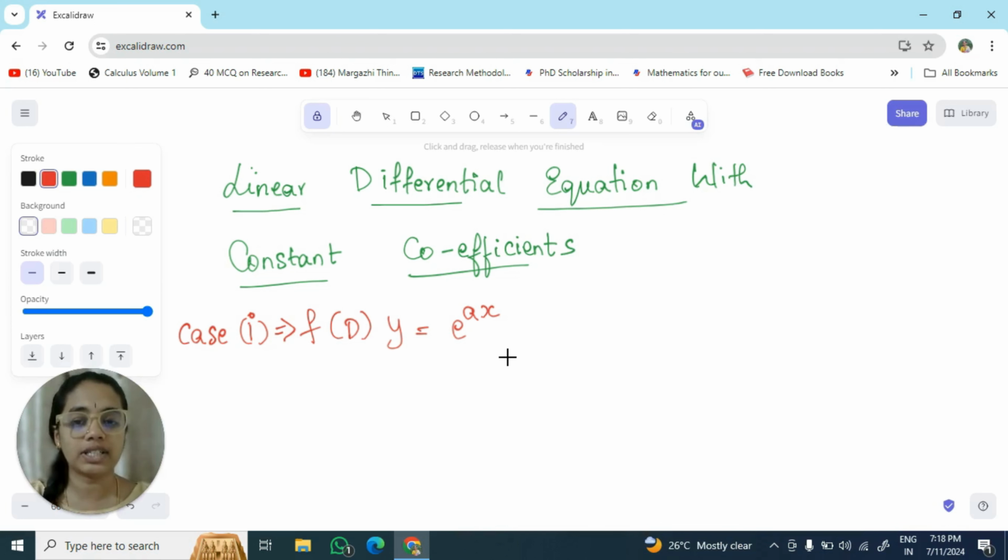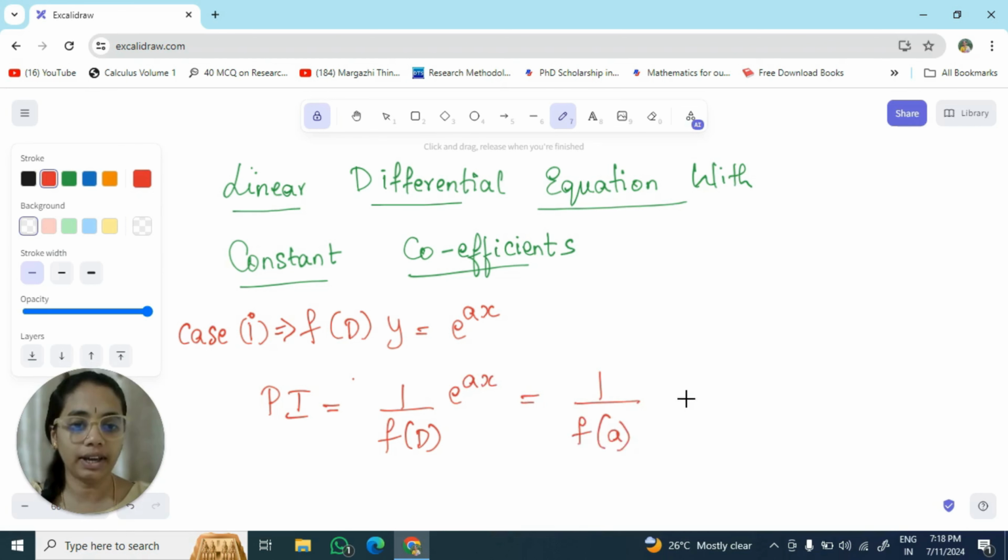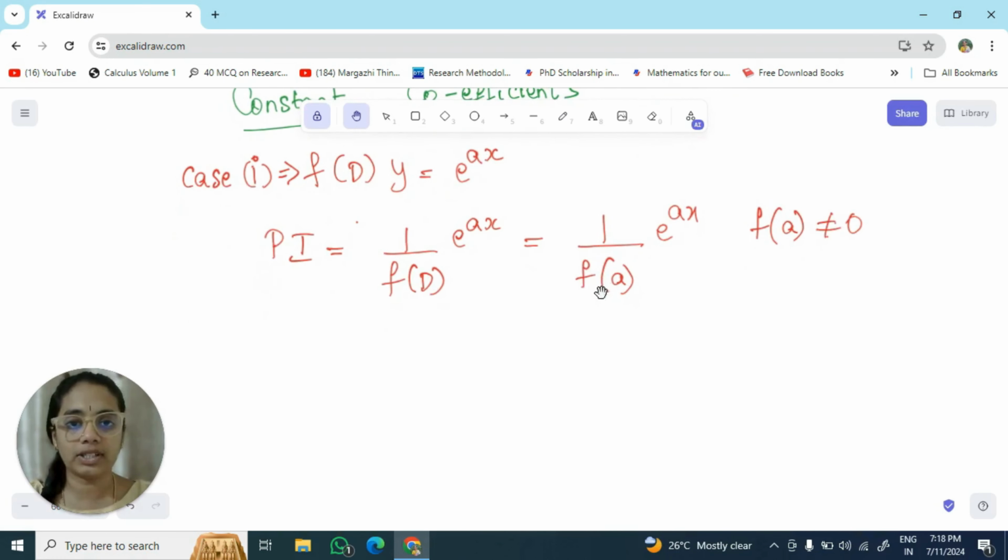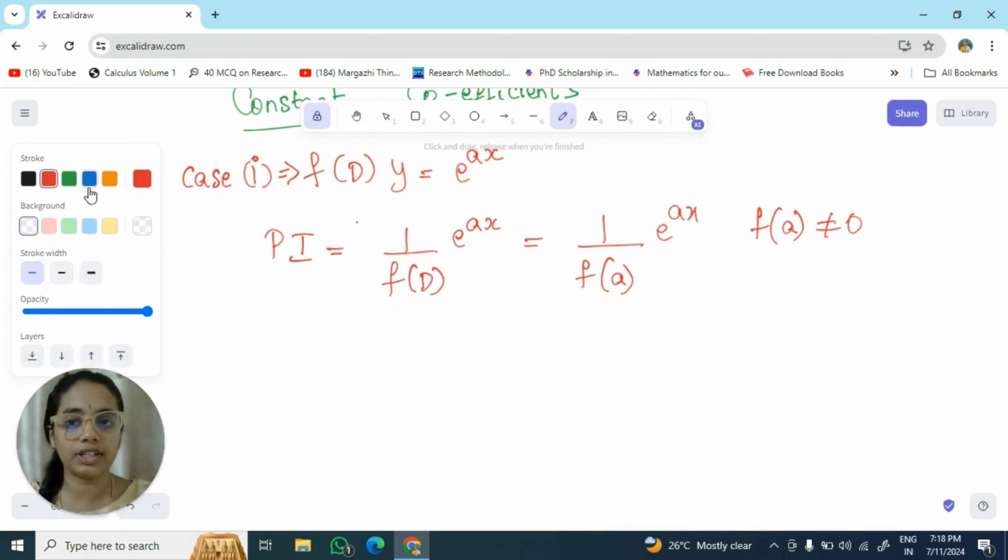Now to solve this type of differential equation, the first step is to find the particular integral: write 1 by f of D into e power ax and then replace D with a. Here, a would be the coefficient of x. And clearly f of a should not be equal to 0. Now a question arises: what do we do when f of a is 0?